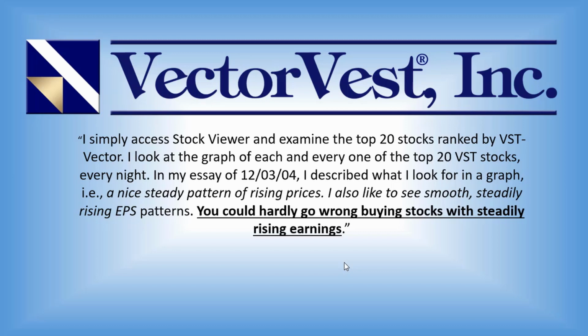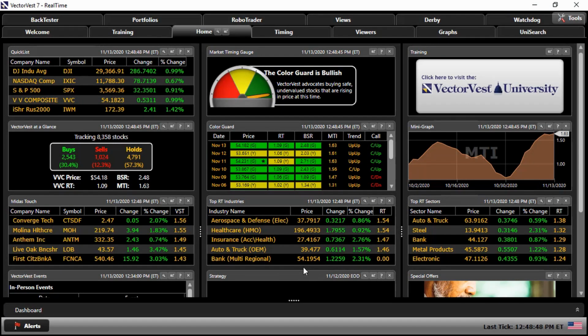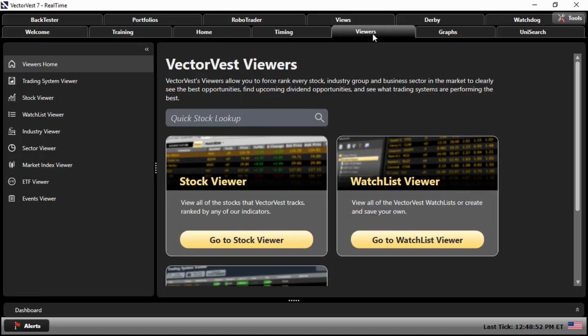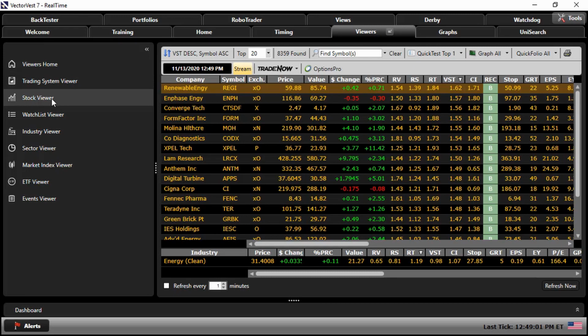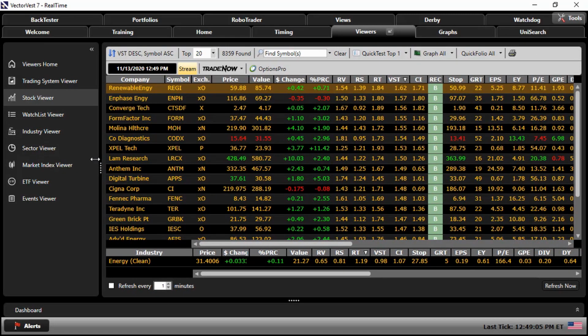So let's get into the software. Here's the home page. We're going to go to the Viewers tab. From the Viewers tab, we're at the Viewers home. We are going to spend all of our time today in the gold mine of the stock viewer. For those of you who are new, our stock viewer is an enormous spreadsheet that tracks all of the stocks that we have in the software. Currently, we have 8,359 stocks.